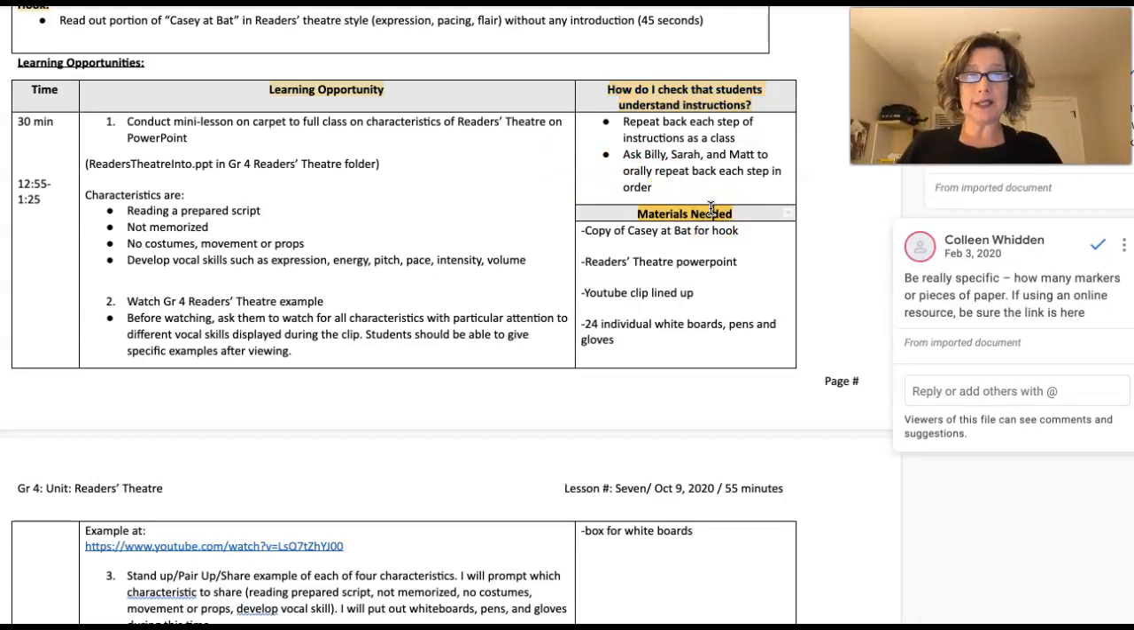Be super specific. How many markers? How many pieces of paper? If using an online resource, be sure the link is here. Again, just be super organized here, because this is what you will need. You don't want your lesson to be thrown off because you forgot to get 3 clipboards or whatever it is.